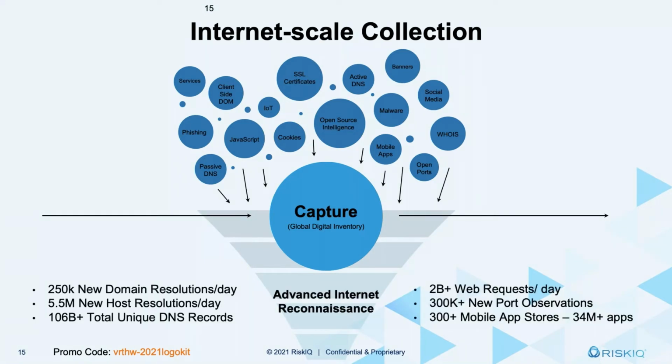For example, we see all the new domains that come online, all of the new hosts that pop up, all of the DNS records that are there. We do about 2 billion web requests a day. We see over 300,000 new port observations. And we also have probably one of the largest mobile app databases in the world. When you're thinking about mobile apps, you're thinking probably about Google and Apple's mobile app stores.